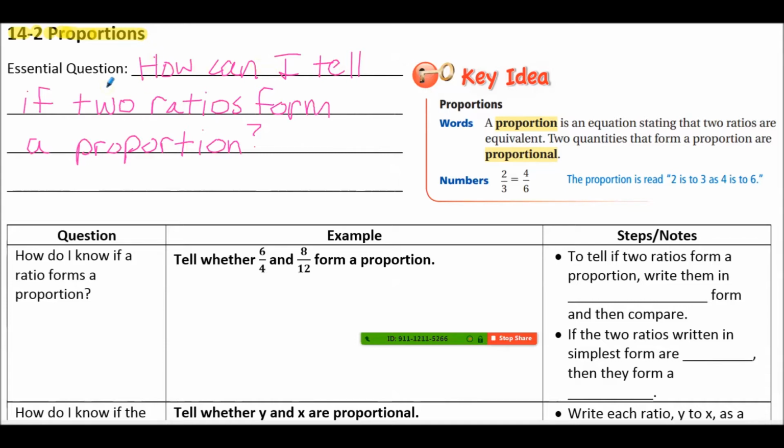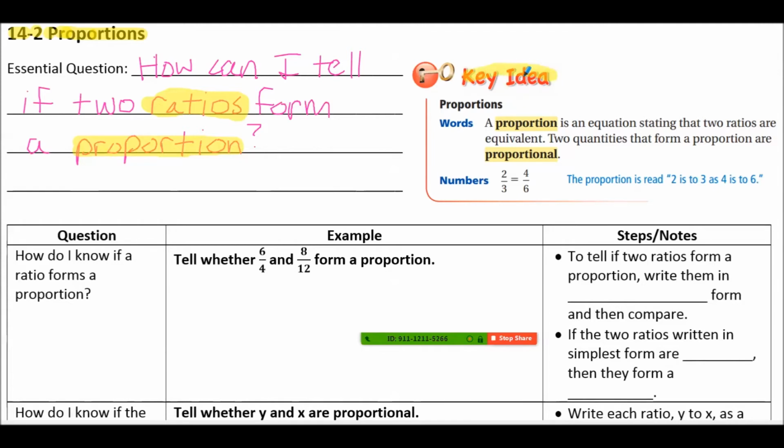So, how can I tell if two ratios form a proportion? Mr. Plunkett, I forgot what a ratio is. We've discussed ratios before. They're just fractions. They are just a comparison of two numbers, almost always written as a fraction. And they are proportional if they are equal, if they mean the same thing, if they mean the same value, and we'll talk about that.